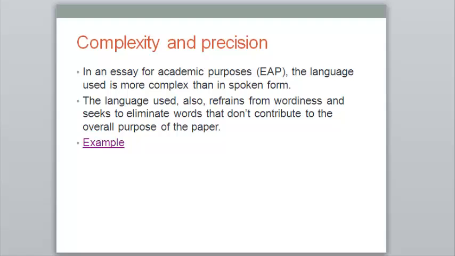In academic writing, you want to try and refrain from wordiness, and eliminate words that don't help carry out the meaning of your purpose or the overall goal of your paper. So if a word seems to sound academic, but maybe it doesn't help carry across your message, you want to rethink including that word in your paper. So we'll go ahead and take a look at some examples of complexity and precision.